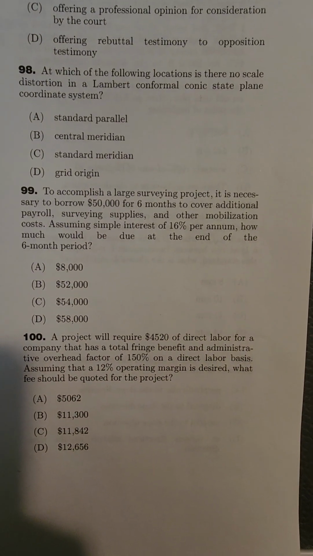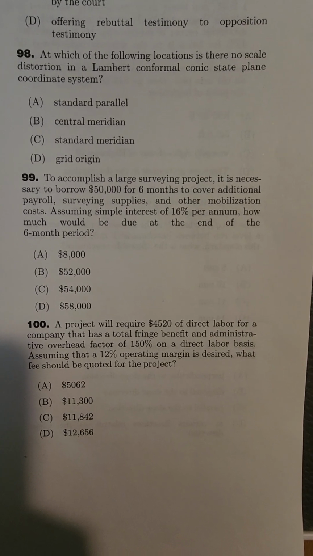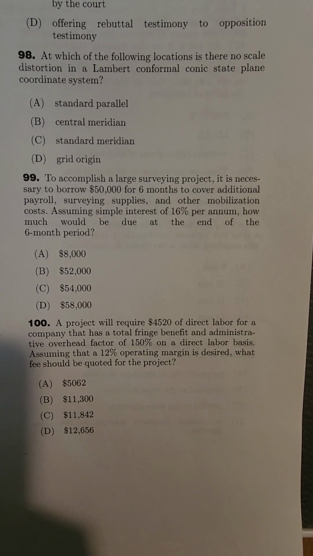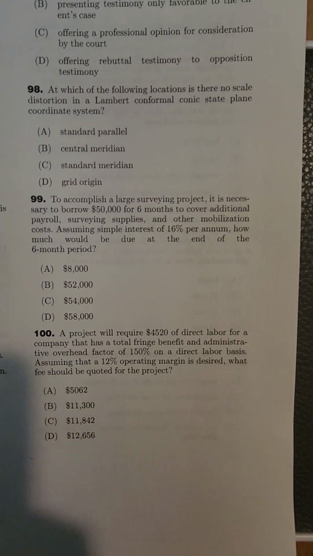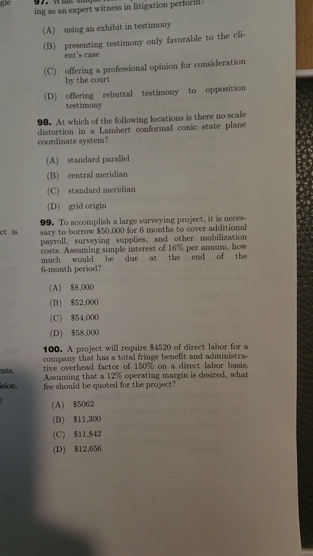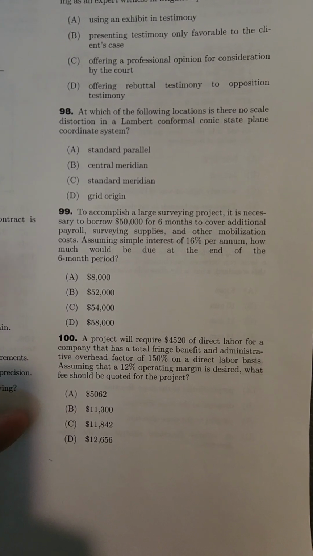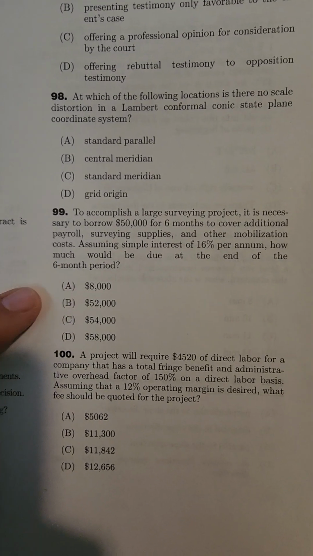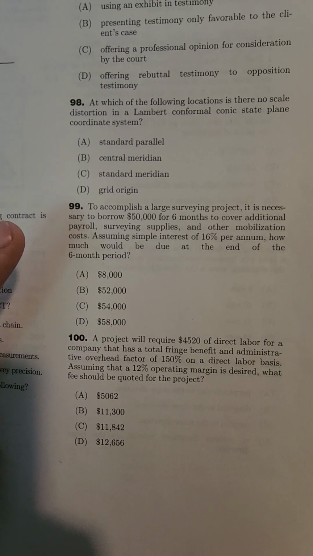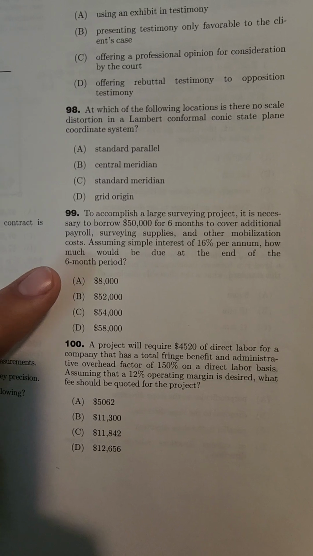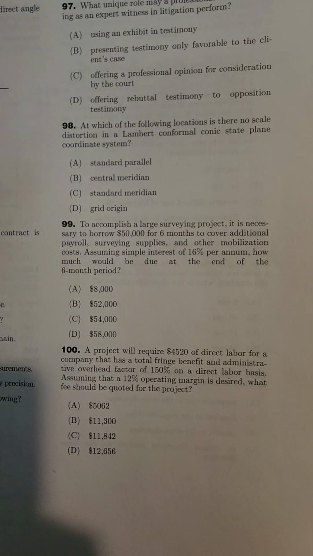So one is, to accomplish a large surveying project, it is necessary to borrow $50,000 for 6 months to cover additional payroll, surveying supplies, and other mobilization costs. Assuming simple interest of 16% per annum, how much would be due at the end of the 6-month period? So I know this is simple math, but the second question is kind of more to where I would forget. But I think most people would take 50,000 times 0.16 and they would get this number. So sometimes it's better to just have it in the calculator.